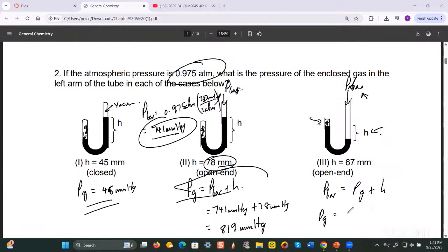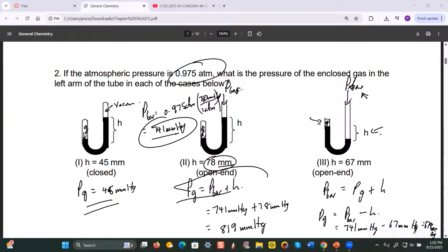It will be the pressure of the atmosphere over H. I'm sorry, repeat that. So P bar on top and H on the bottom, like P bar divided by H. No, it will not be P bar divided by H, it will be P bar minus H. Right? And P bar is, as I said before, 741 millimeters mercury, minus H, which is 67 millimeters mercury. So 741 minus 67, and according to my calculation, this works out to be 674 millimeters mercury.